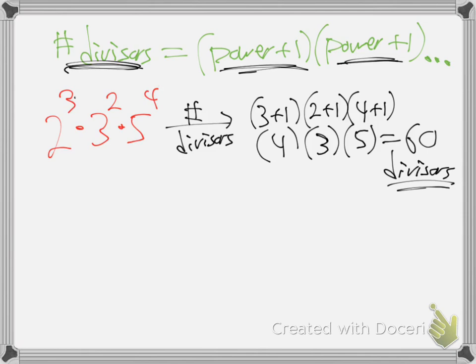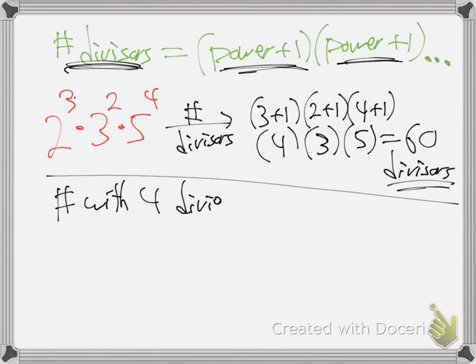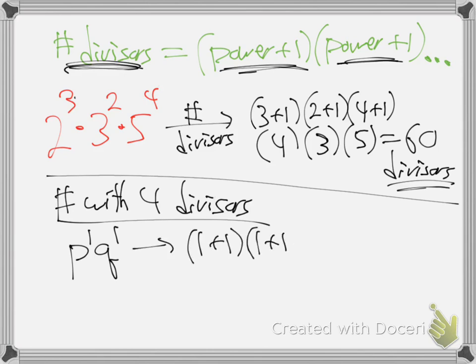Okay, so let me ask the question again. How else can you have a number with exactly 4 divisors? We already said you can have any prime to the first power times any other prime to the first power, because 1 plus 1 times 1 plus 1, right? Power plus 1, 2 times 2, 4 divisors. Any 2 primes, both to the first power, will have 4 divisors, right?